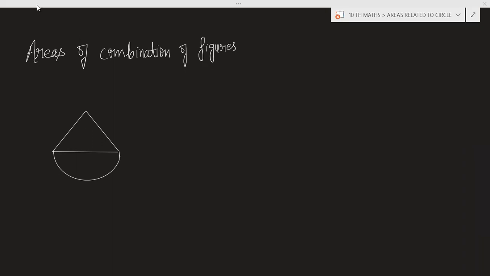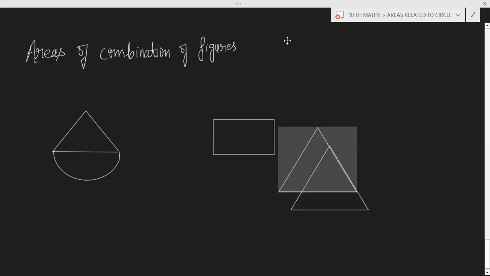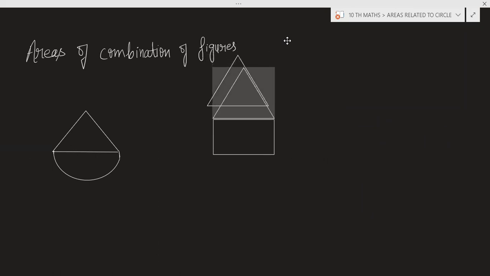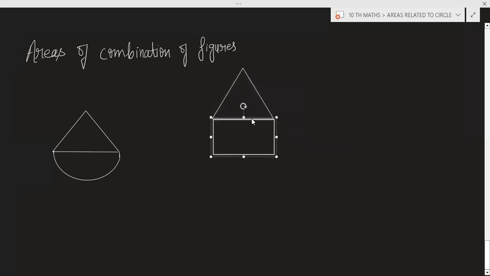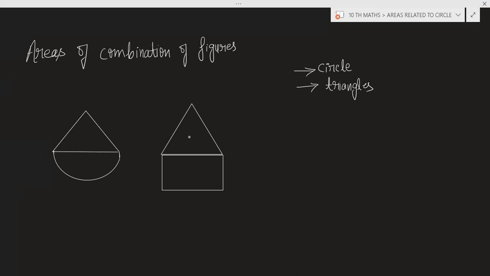There can be other examples also. For example, suppose this figure is a rectangle and you have combined this rectangle with the triangle. Okay. So this type of area also. In this whole area, there is one area of rectangle and one area of triangle. Basically, we will have figures like circle, triangles, quadrilaterals.